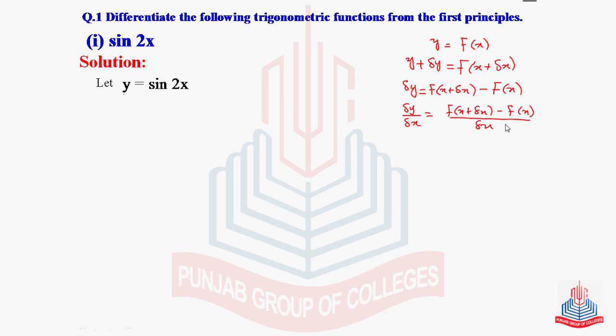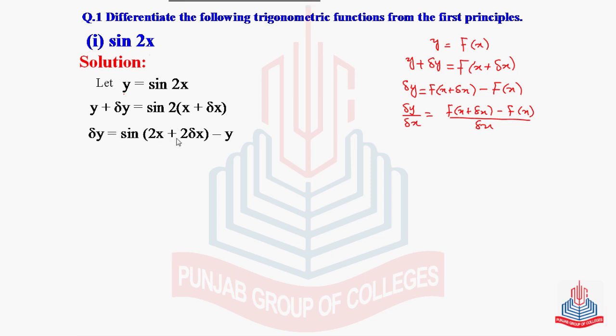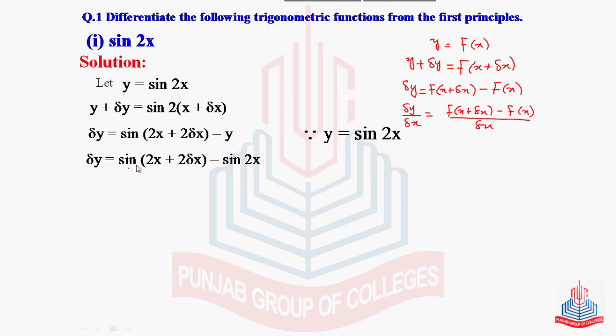Now we start. Let y is equal to sine 2x. So the first step is y plus delta y. As we mentioned here, y plus delta y is equal to f of x plus delta x. So here x will be replaced by x plus delta x and this 2 will remain the same. The next step is delta y, and this will become sine 2x plus 2 delta x minus y. As y is equal to sine 2x, just put the value of y in the next step. So delta y is equal to sine of 2x plus 2 delta x, and y will be replaced by sine 2x, as y was equal to sine 2x.